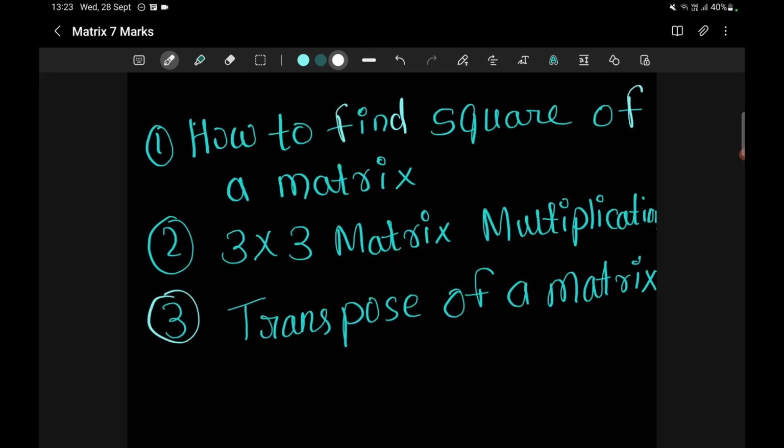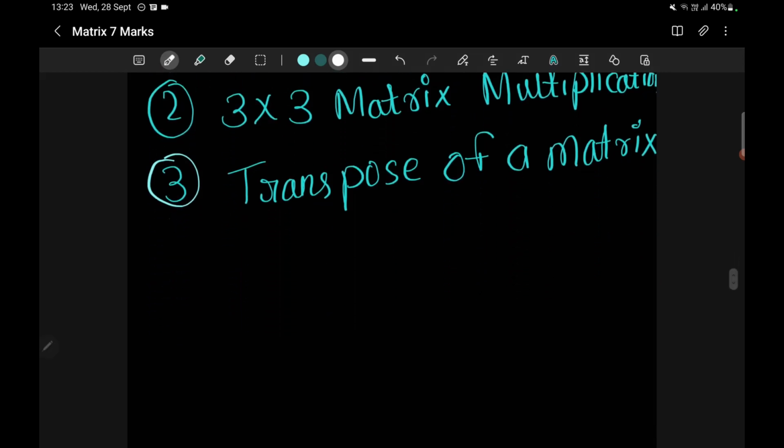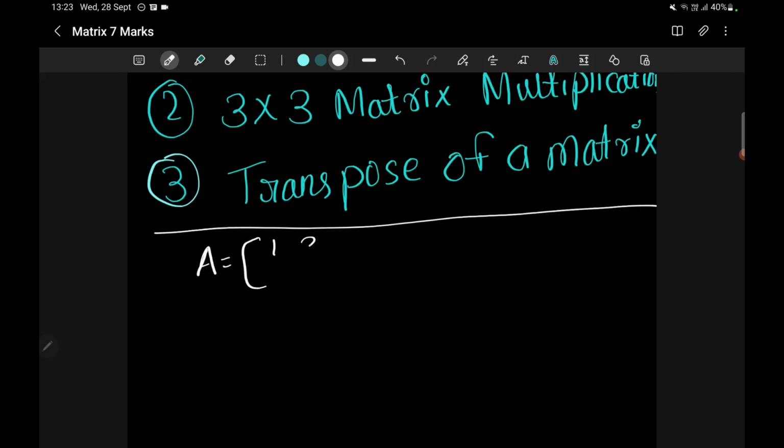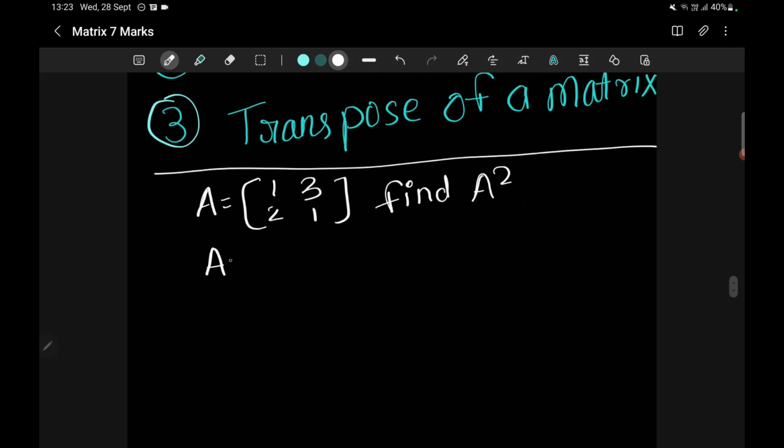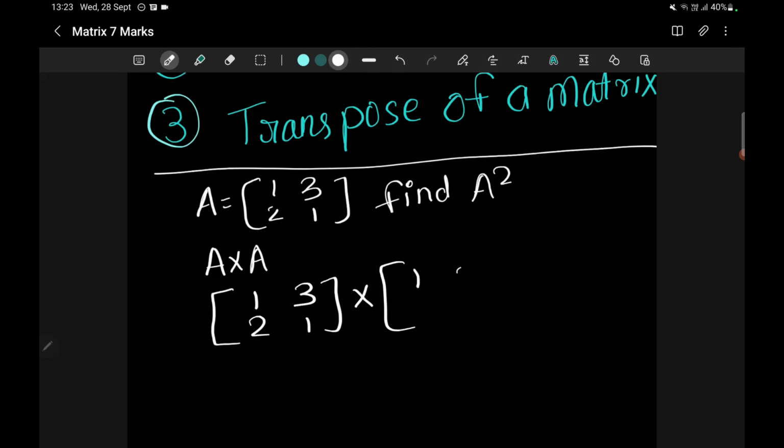In this part of the video, first we'll learn how to find the square of a matrix. For that we'll take one example. A is equal to 1, 3, 2, 1. Find A square. A square means A into A. We will write the matrices 1, 3, 2, 1. Again 1, 3, 2, 1.